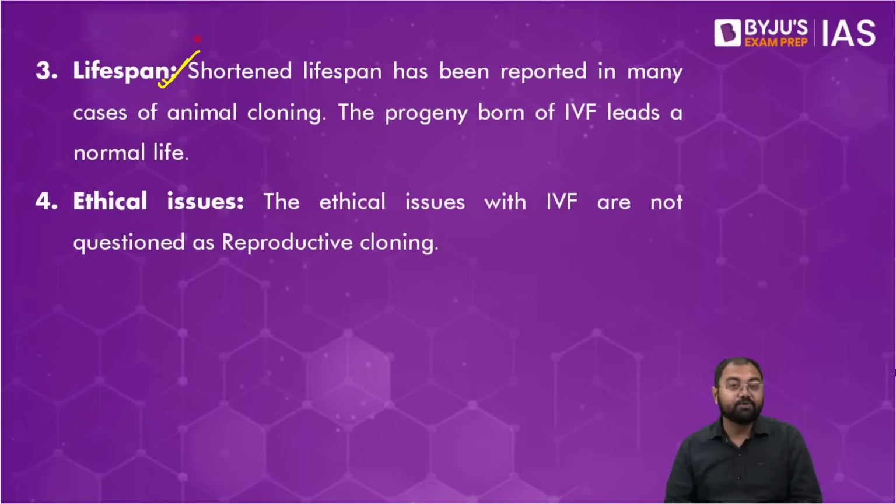We discussed the factor that the lifespan of the cloned animals hasn't been that great, correct? They have lost lives early. That's not a problem with surrogacy at all. The children who are born out of surrogacy have led a normal life. There haven't been any complications there. So that's why it is a much safer, much more secure process as compared to cloning.